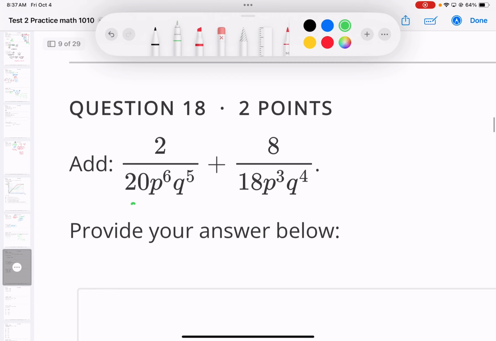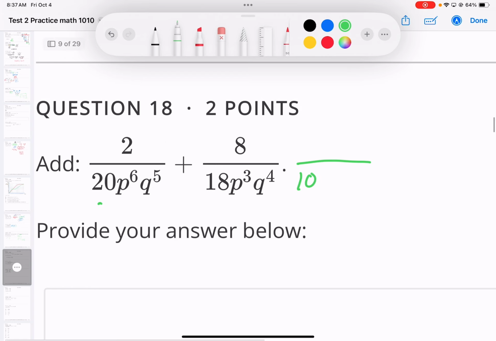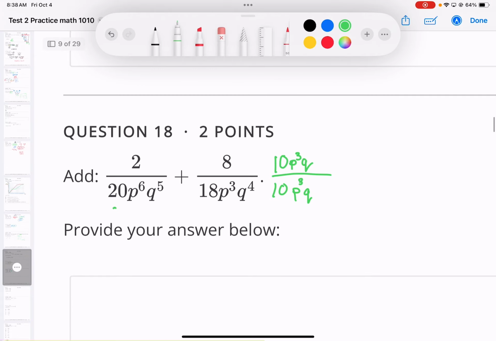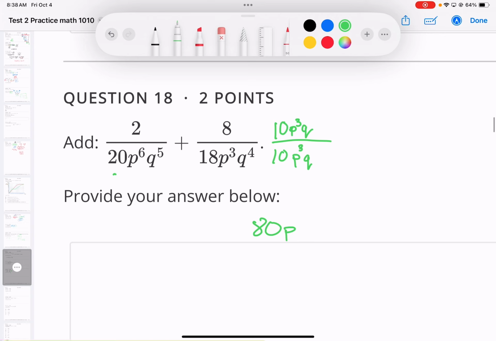If we don't know what to times by, we could always just times by 20 and 18. There might be a little bit more simplifying. I'm going to times this by 10 because that's going to give me a 180. And then I have a p to the 6th on the left and a p to the 3rd. So I do have to times this one by a p to the 3rd to get it to be 6. And then I do have to times the other one by q. And remember, I got to do the same to the top and the bottom. Okay, and then this one, so that's going to give me 80 p to the 3rd q over 180 p to the 6th q to the 5th.